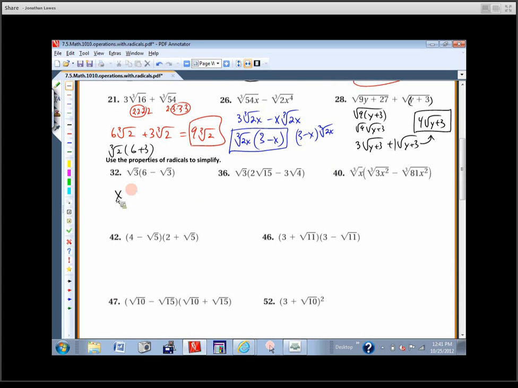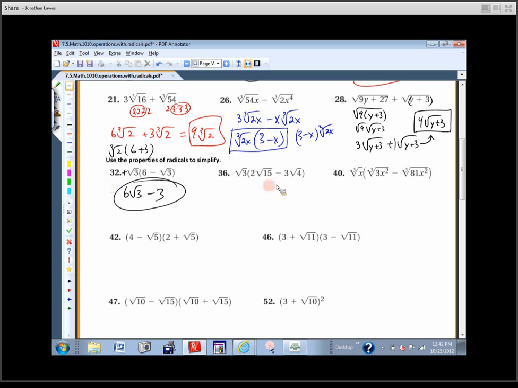Okay, if this were x times 6 minus y or something like that, everybody would just distribute, get rid of the parentheses. We're going to do the same thing here. So if I take radical 3 times 6, I get 6 radical 3, and that's normally the way I'd write it. If I have radical 3 times negative radical 3, let's think of this in 2 parts. What's a positive times a negative? Negative. And what's radical 3 times radical 3? 3. Or radical 9, which is 3. And there's our answer.